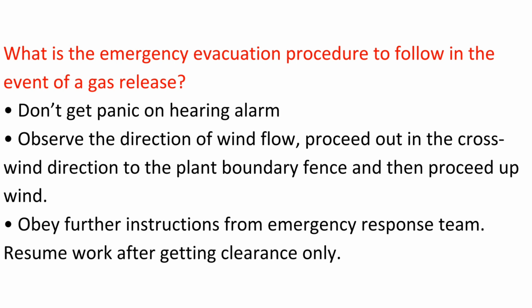Question. What is the emergency evacuation procedure to follow in the event of a gas release? Answer. Don't panic on hearing the alarm. Observe the direction of wind flow, proceed out in the crosswind direction to the plant boundary fence and then proceed upwind. Obey further instructions from the emergency response team. Resume work after getting clearance only.